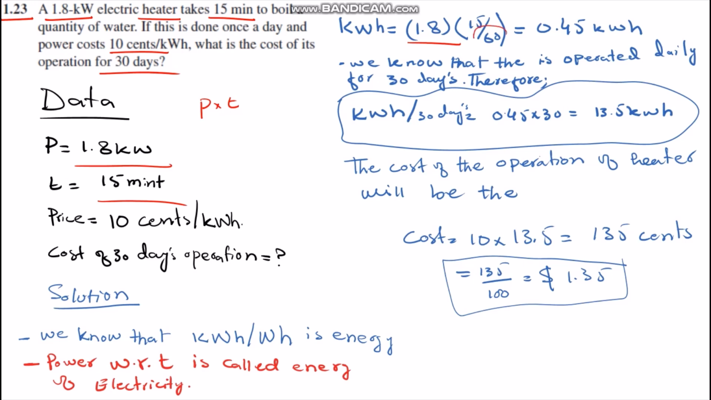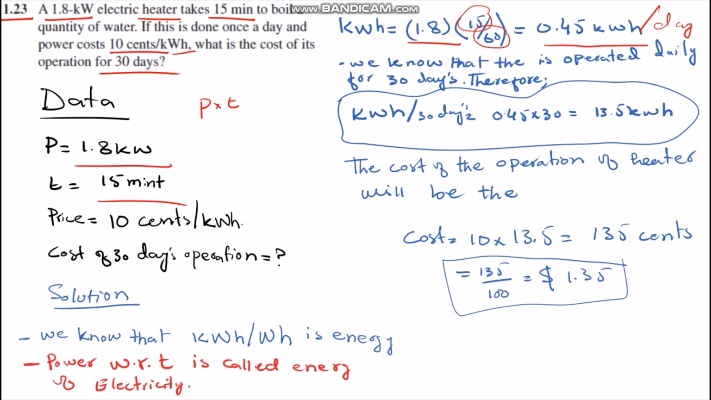We are dividing 15 by 60 because energy is in the form of kilowatt hour. Therefore we converted 15 minutes into hours in order to get the energy in the form of kilowatt hour. Therefore we get 0.45 kilowatt hour. This is the energy per day.